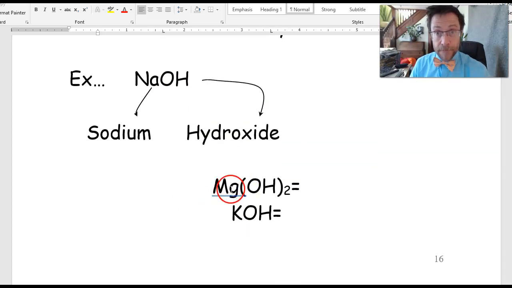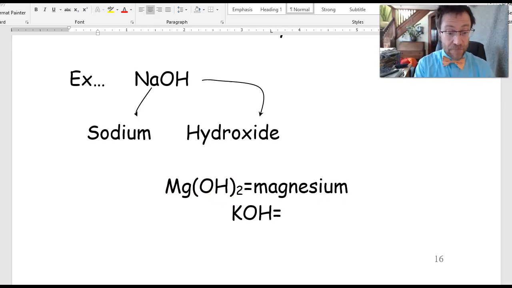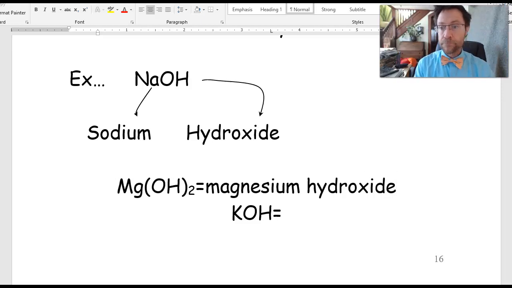See, this is Mg, which stands for magnesium, and then it's bonded to hydroxide. That is it. The next one, do you see how that's potassium? And you see how it's bonded to hydroxide?